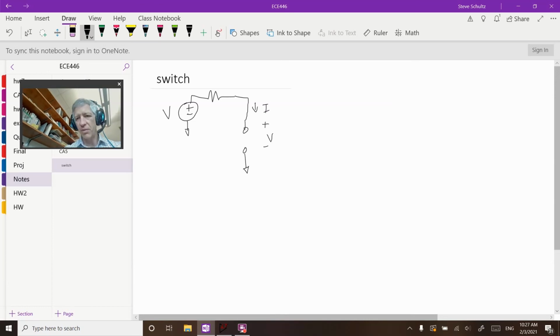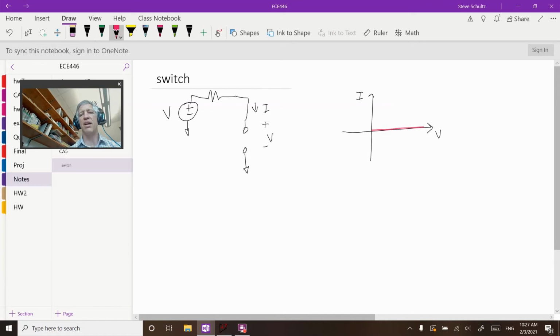Okay, so the first thing, we want to look at the voltage-current relationship. So if this is my current and this is my voltage, let's start with an open switch. With an open switch, I can have any voltage across it, but no current.